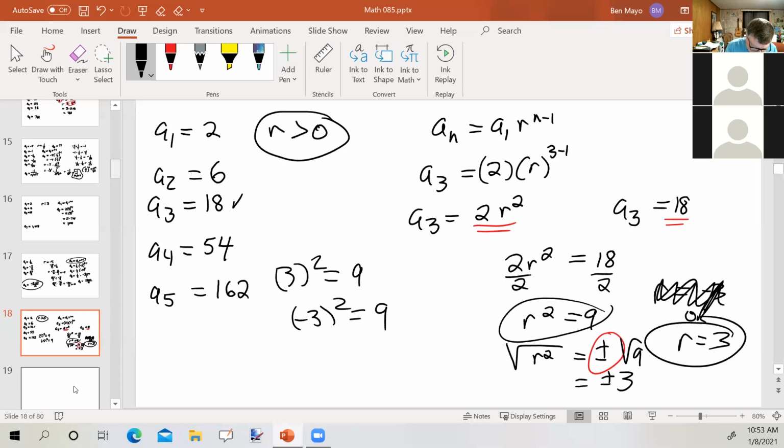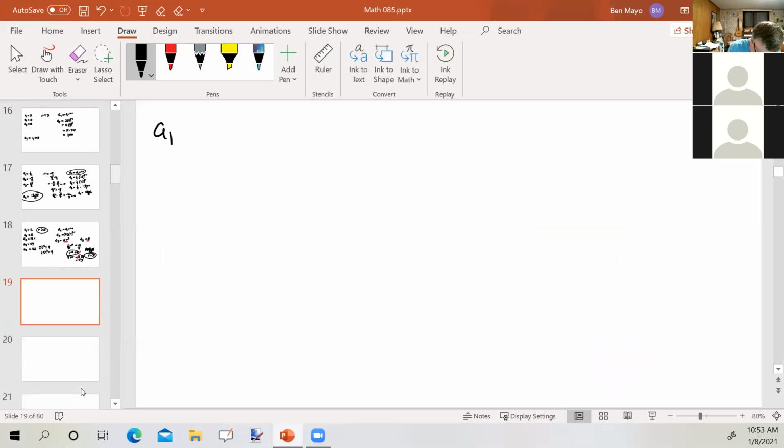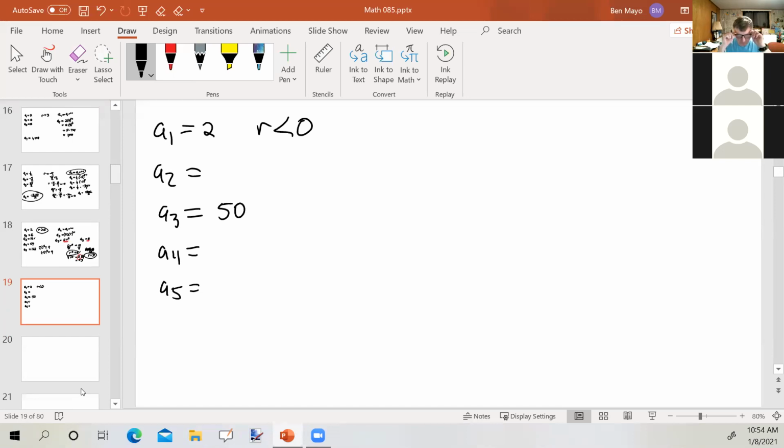Let's do another one. It says the first term is 2. And now we're going to say r is less than 0. And it says write the first 5 terms. So we've got to find the rest of them. They also tell us the third term is 50.